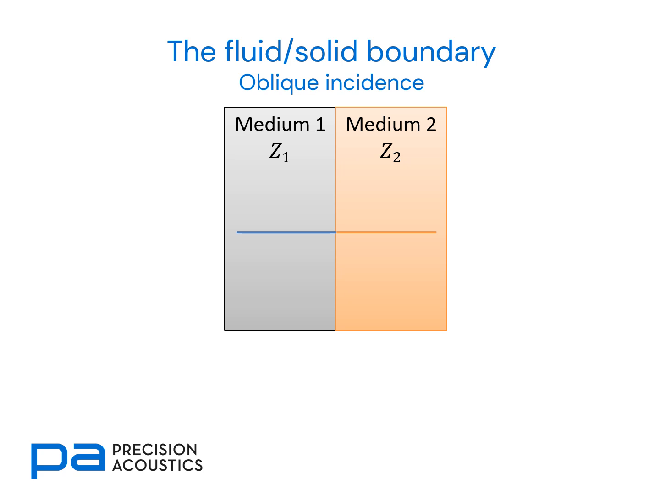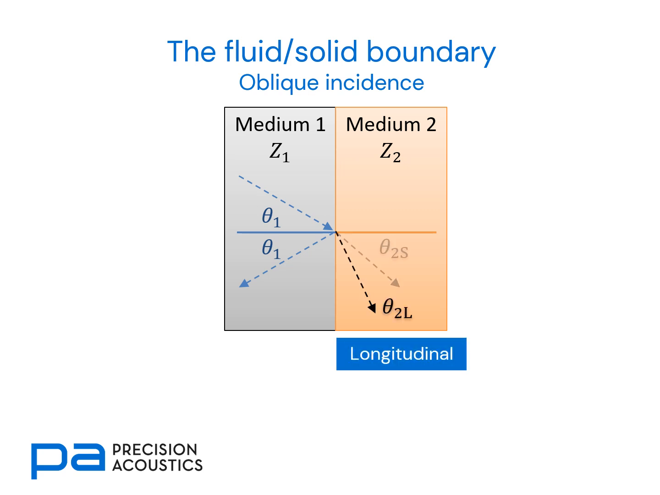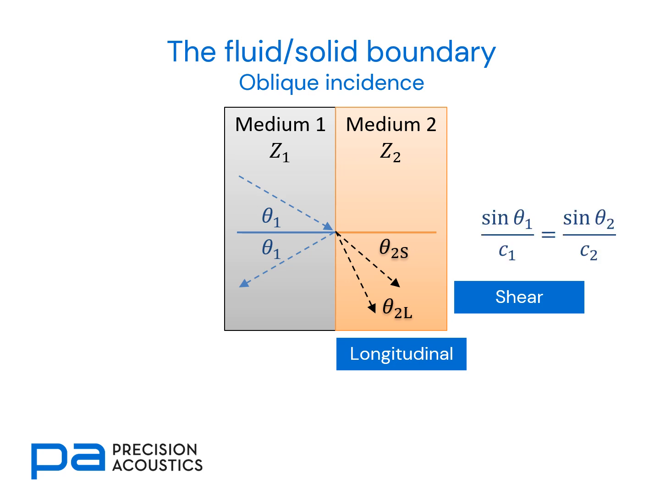We'll now consider the interface between one fluid and one solid material. Here, the fluid is on the left-hand side and is medium 1, and the solid elastic material is medium 2. We have oblique incidence, as we've seen previously, and therefore our angle of incidence and our angle of reflection are the same. Given that we're in a fluid medium, these are only longitudinal waves. However, in the solid material, we will have both a longitudinal and a shear wave. We've seen previously that longitudinal and shear wave speeds are different, and therefore we find from Snell's law that those angles of refraction will be different.